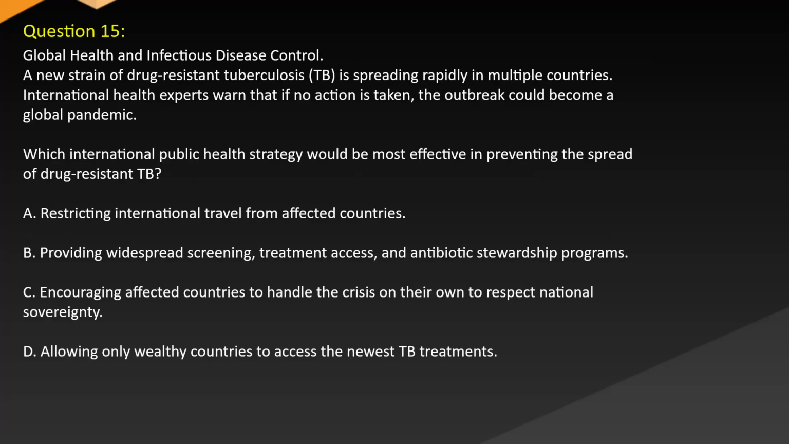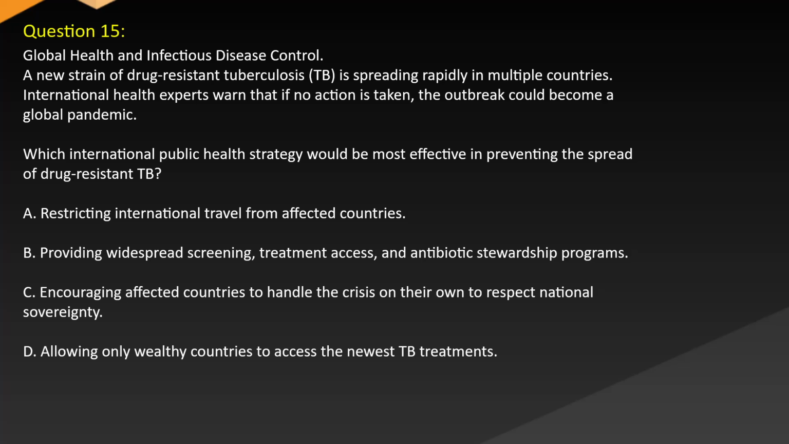Question 15. Global health and infectious disease control. A new strain of drug-resistant tuberculosis (TB) is spreading rapidly in multiple countries. International health experts warn that, if no action is taken, the outbreak could become a global pandemic. Which international public health strategy would be most effective in preventing the spread of drug-resistant TB?